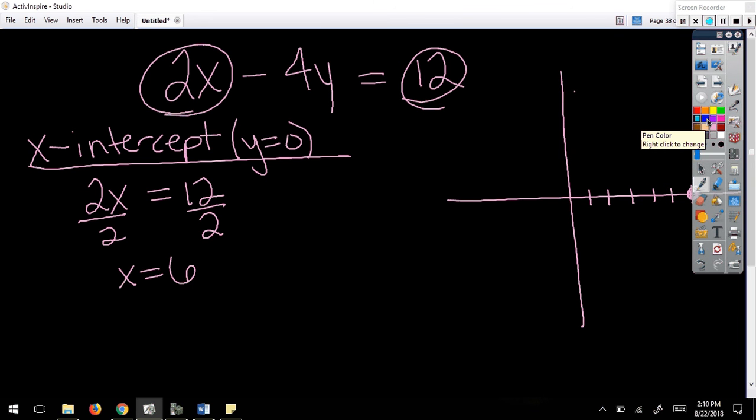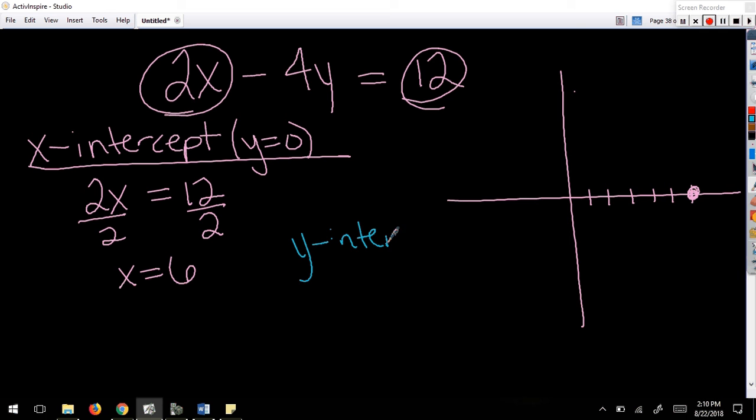Now let's find the y-intercept. David's still awake back there. Look at him. I'm almost done too. You almost made it through the whole lesson.